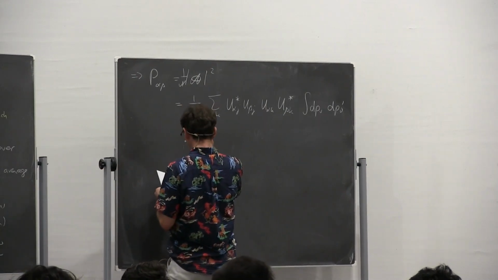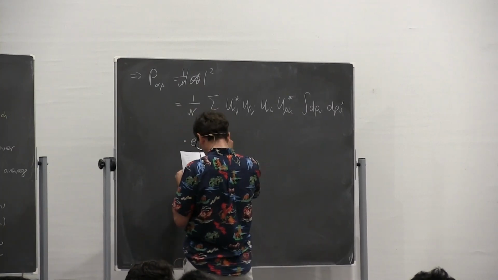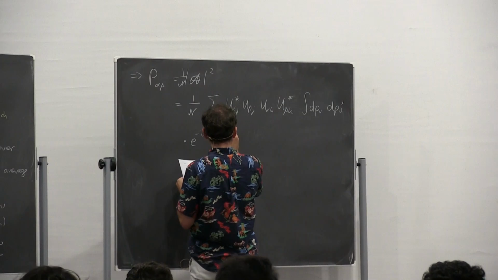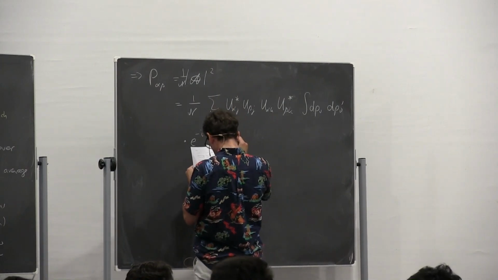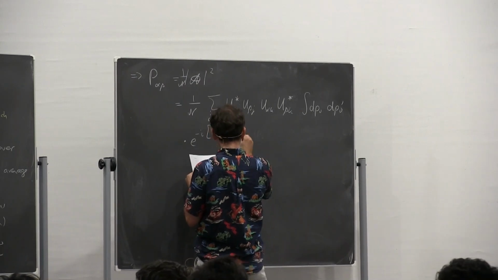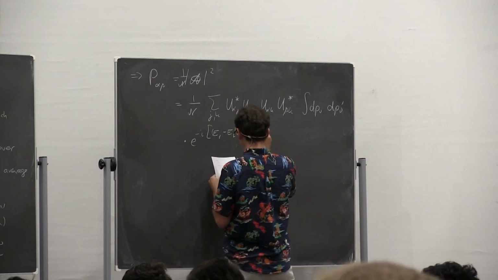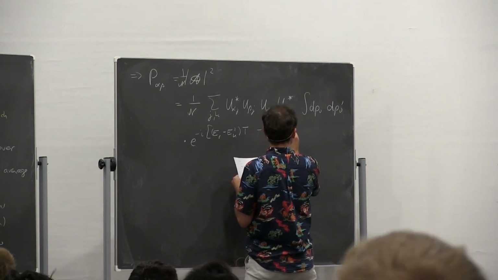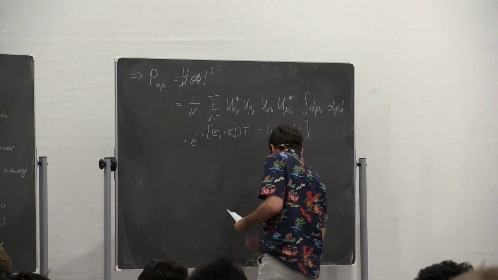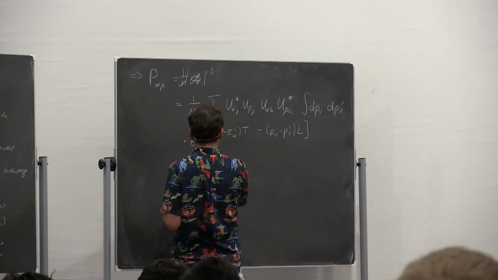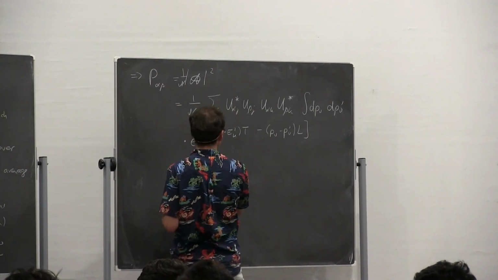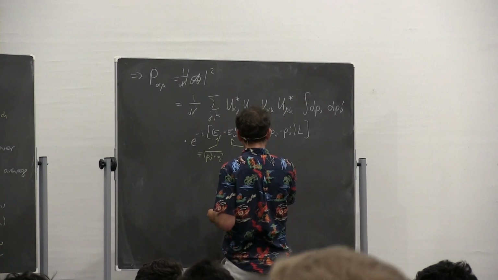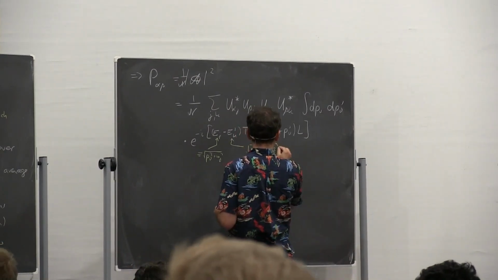I have the 2 complex phase factors, so e to the minus i (Ej minus Ek prime) times T minus (P nu minus P nu prime) times L. And just to make clear what I mean by these energies, Ej is the square root of P nu squared plus mj squared, and Ek prime is the square root of P nu prime squared plus mk squared.